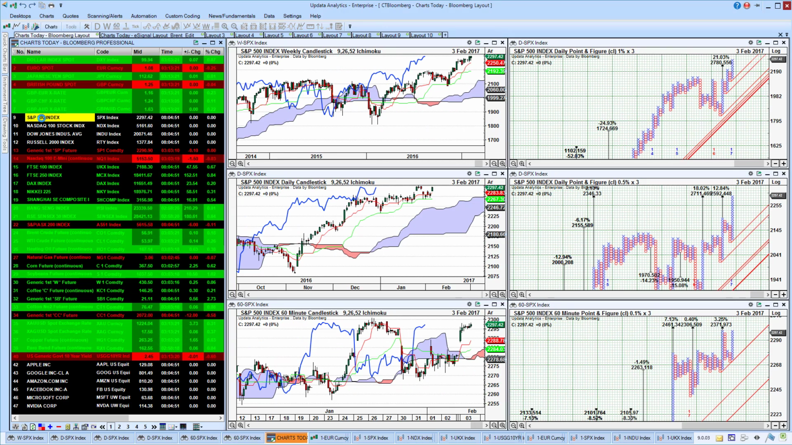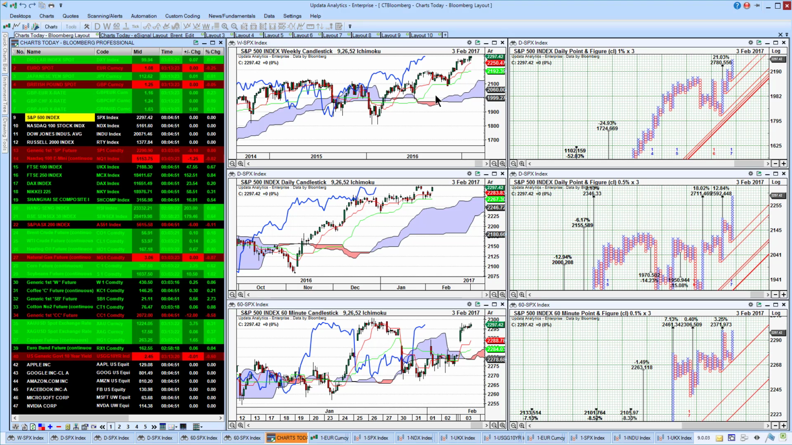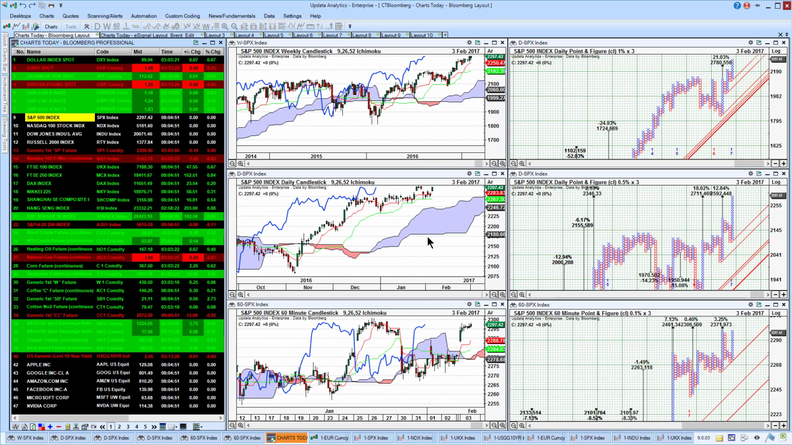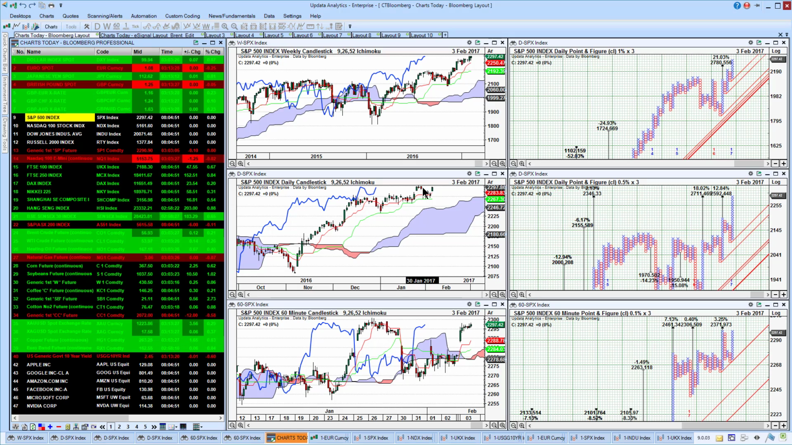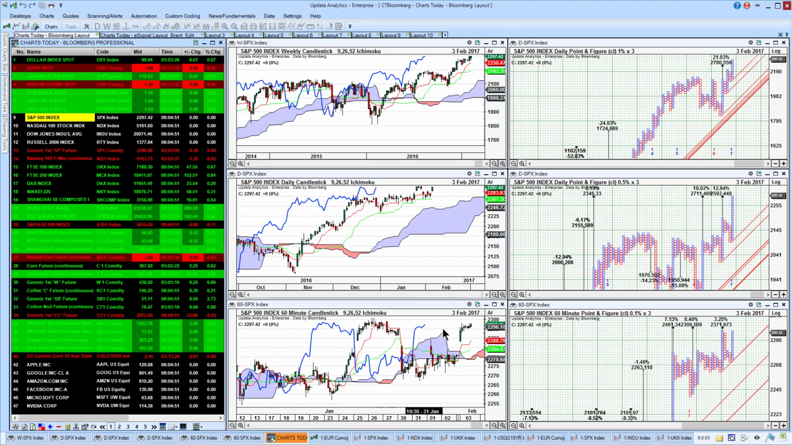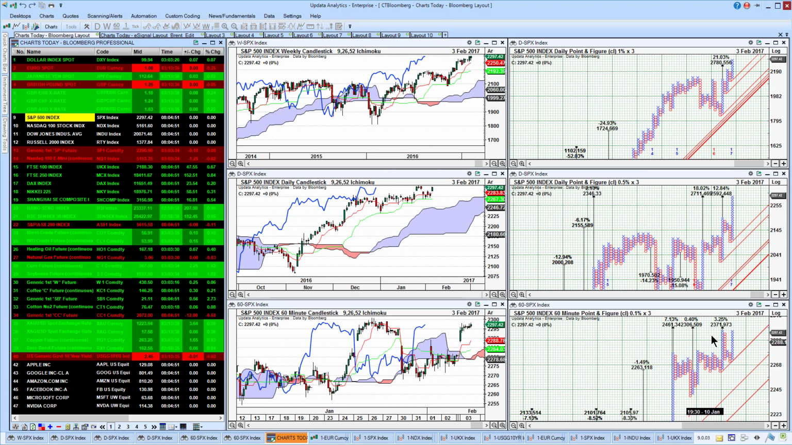Looking at stock markets, the S&P 500 had a good week last week. We closed higher. The daily chart was just not quite above the levels we saw in January, the 2300 level we see here showing up. But we are bullish on all three time frames still, and good upside targets.